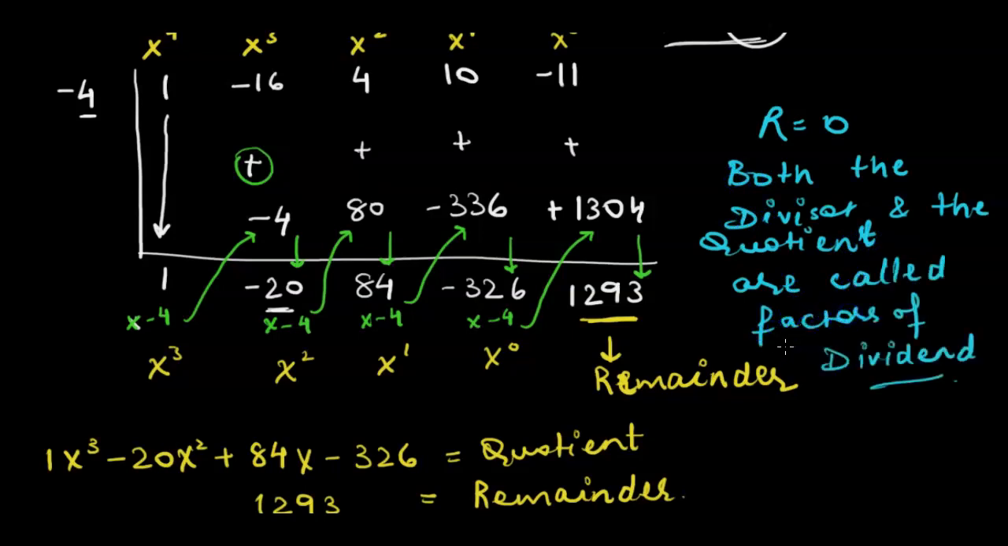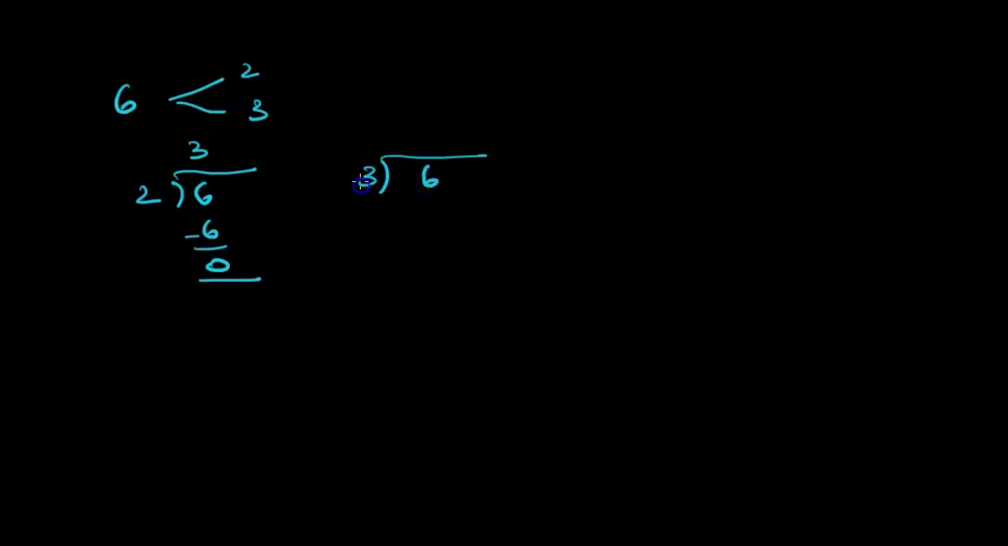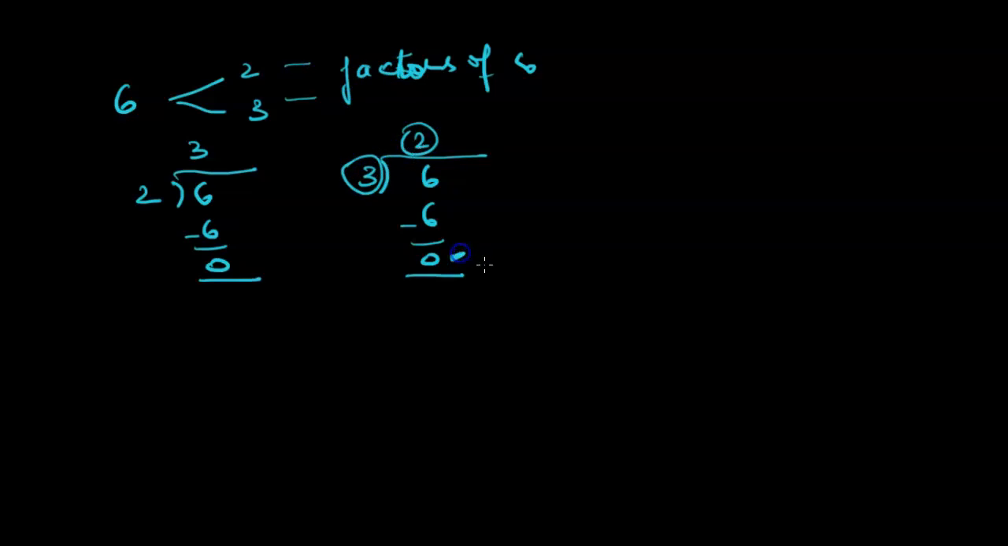Now you know from the lower grades that factor means the numbers that divide a given number completely. For example, if we need to know the factors of 6, we know 2 and 3 are the factors of 6, because when 6 is divided by 2, we get a remainder of 0. Similarly, when 6 is divided by 3, we would get a remainder of 0 again. So both 3 and 2 are called the factors of 6. And 3 and 2 are only called the factors of 6 if the remainder is 0, because it is not leaving us with any remainder.